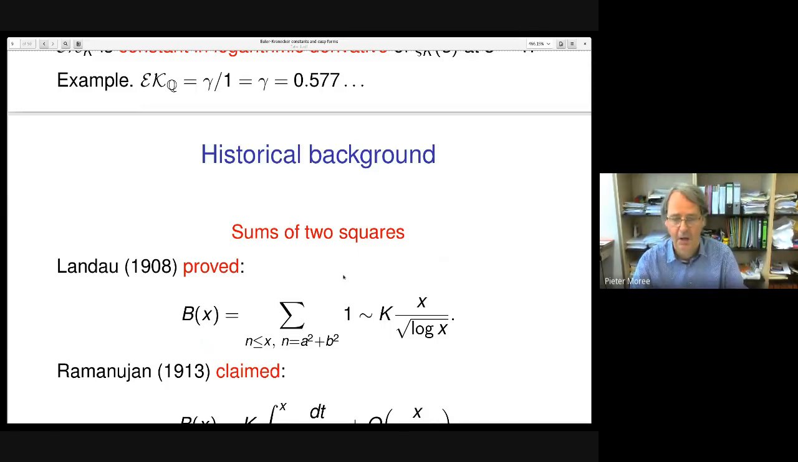So Landau, he looked at the integers less or equal than x that can be written as the sum of two squares. And he derived an asymptotic for that. And the asymptotic is that it grows as a constant, now called the Landau-Ramanujan constant, times x over square root of log x. So he proved that in 1908.